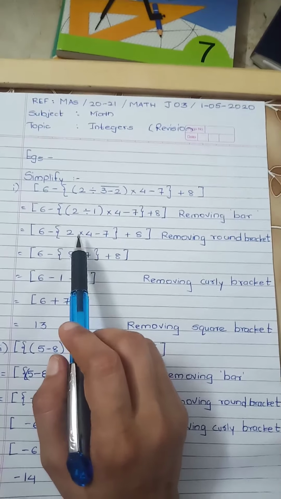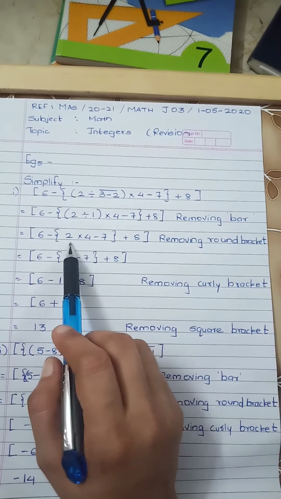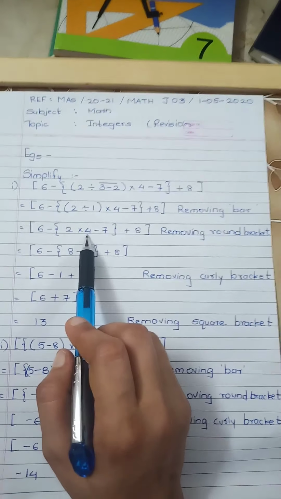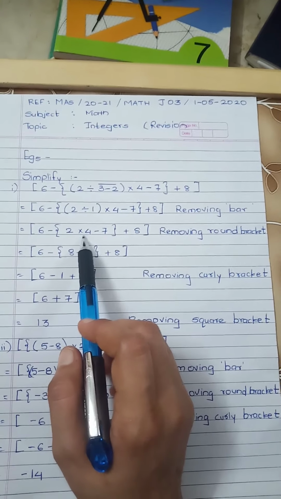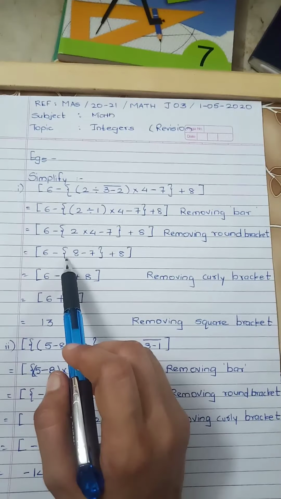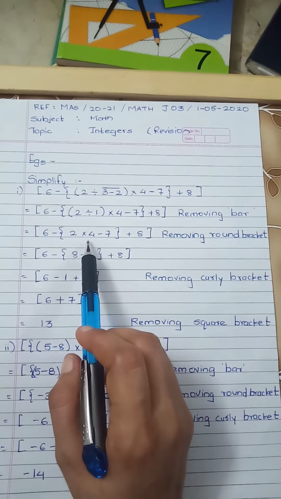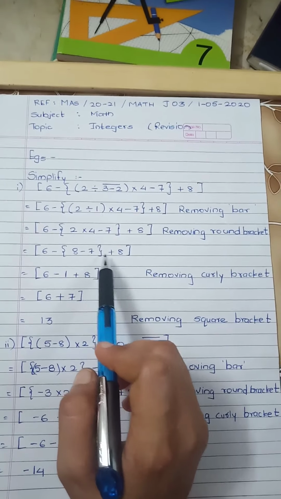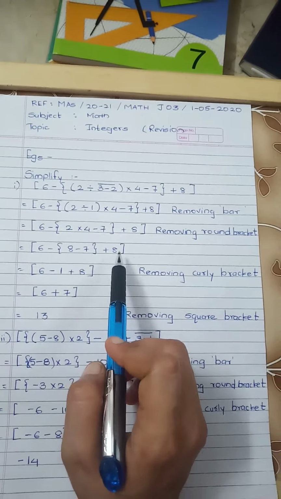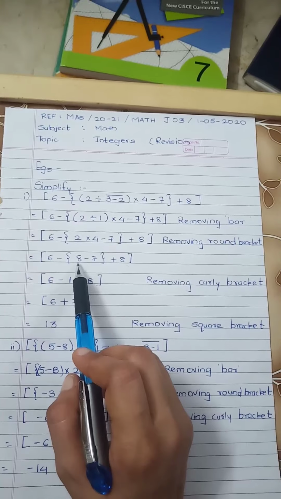Okay, any means then we are going to first solve this, that is 2 multiplied by 4, because when we go according to that order, the multiplication comes first and then the subtraction. So 6 minus curly bracket, 2 multiplied by 4 is 8, 8 minus 7, then again curly bracket, plus 8. Okay, now we have to remove this curly bracket.